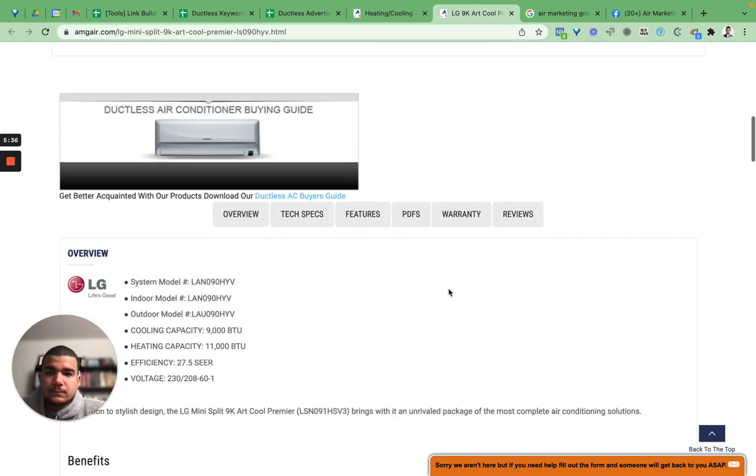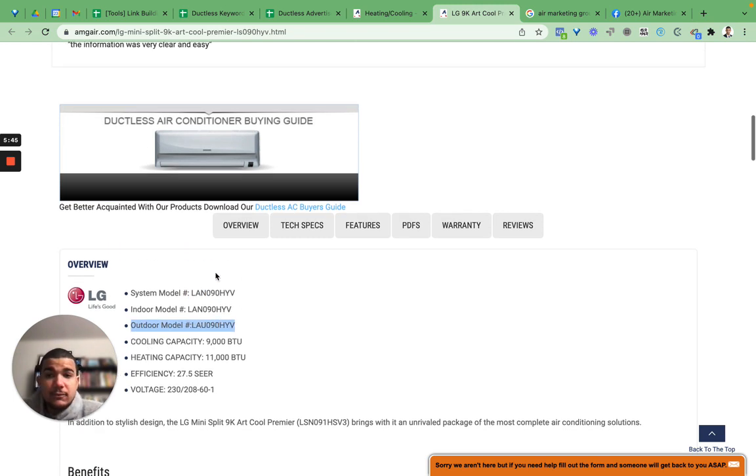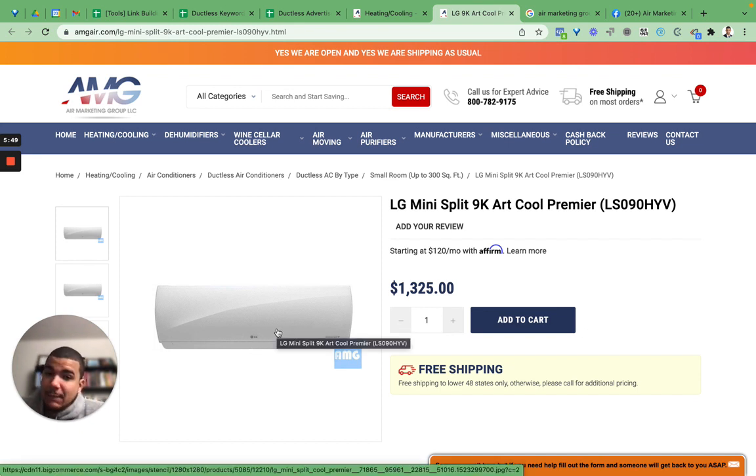So, in the description down here, you see the system model, you see the indoor model, the outdoor model. I would have to verify before I buy that this is the whole system. And you don't want that to happen because e-commerce really is supposed to be made simple.